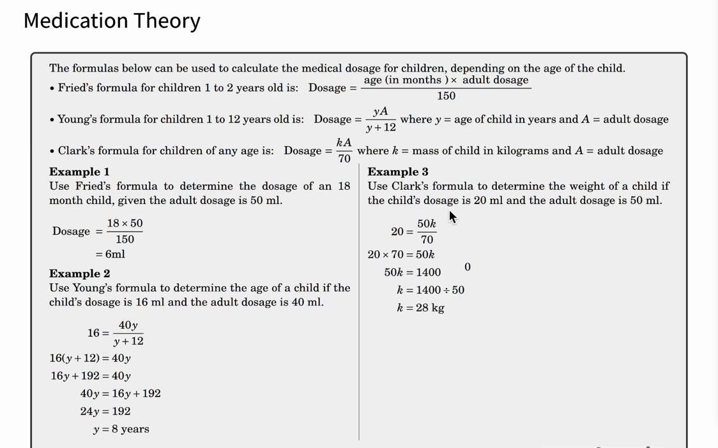And finally, Example 3. Use Clark's formula to determine the weight of a child if the child's dosage is 20 ml and the adult dosage is 50 ml. So according to your formula, K is the mass, so that's what you're trying to find. And you have the remaining part of the numbers. You have the dosage, you have the adult dosage value. 70 is the constant in that formula. So 20 equals 50K over 70, so you can cancel the zeros.